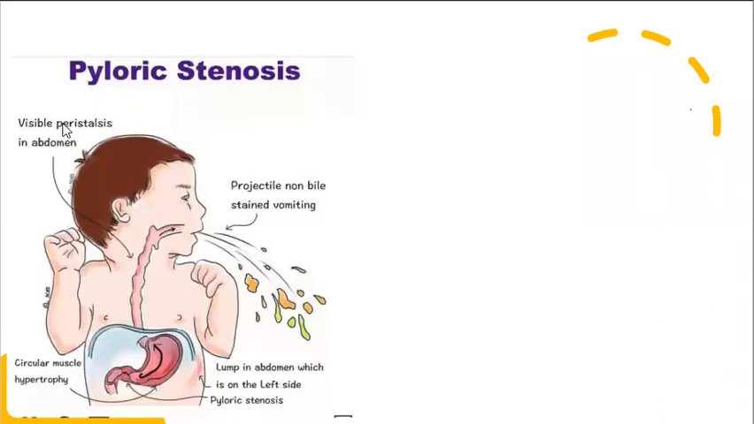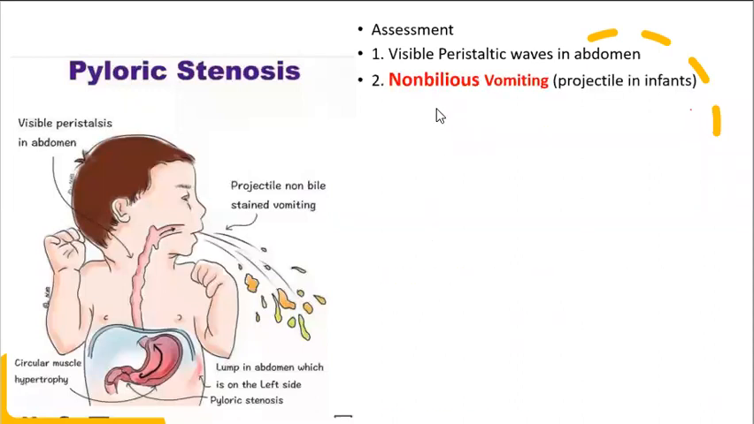You can also see visible peristalsis on the abdomen. You can also see a lump in the abdomen on the left side. So again, let's break down what we'll see in this client. So we said you would notice visible peristaltic waves in the abdomen. Because of that obstruction, the stomach, the GIT tract is trying to move food as it should, but it's meeting that resistance. So that's why, if you look at the stomach, you're going to see those wave forms, which we refer to as peristaltic waves. Again, we mentioned this non-bilious vomiting.